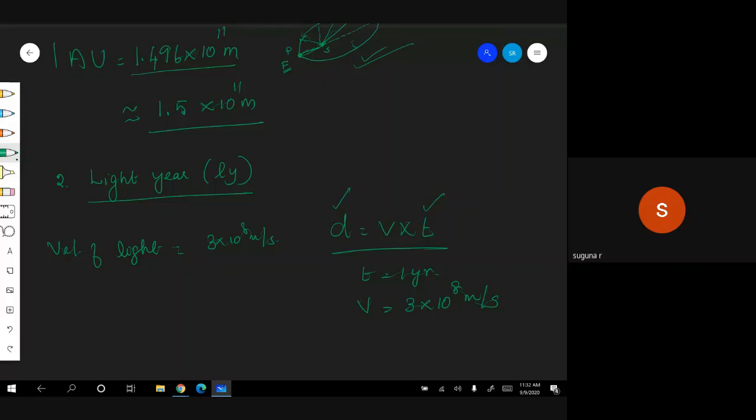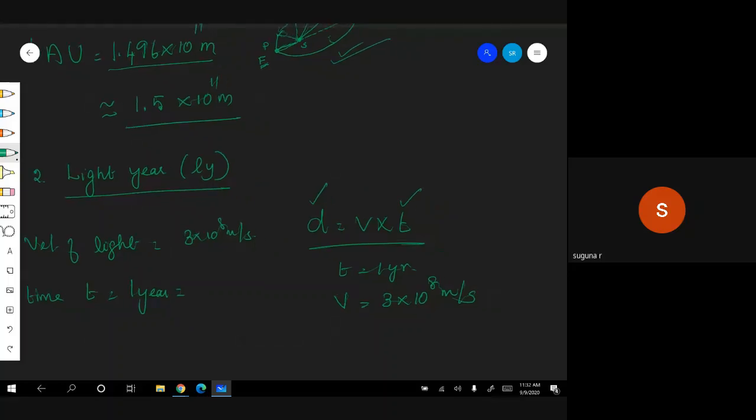Time t is equal to 1 year. 1 year, definitely you have to convert it into seconds, because you cannot keep it in year. Convert it into SI unit. 1 year, how many days? 365 days.